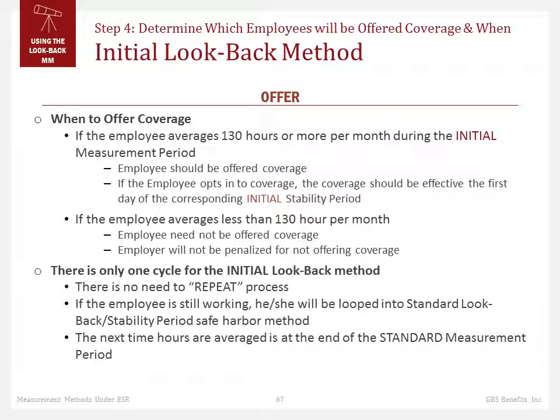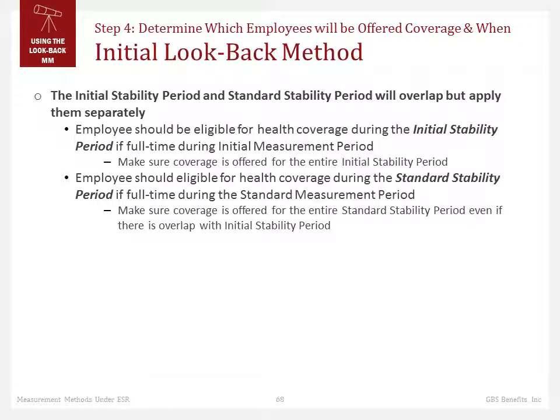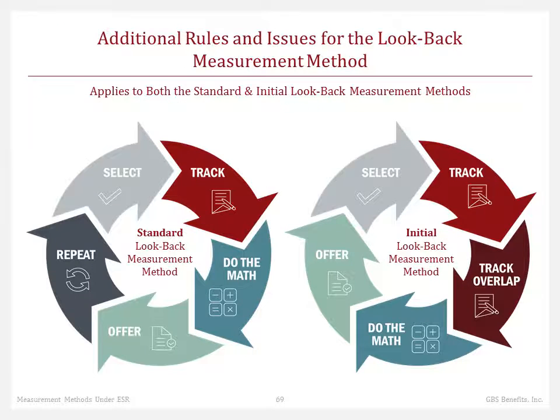You can look to the next administrative period to do your next math to determine eligibility. Remember, there is only 1 cycle for the initial look back method. There is no repeat. If the employee is still working, he or she will be already looped into the standard look back. The next time hours are averaged would be at the end of the standard measurement period. Now, remember that we've talked about this, but the initial stability period and standard stability period will in fact overlap, but remember to apply them separately, which is just what we were talking about a minute ago.